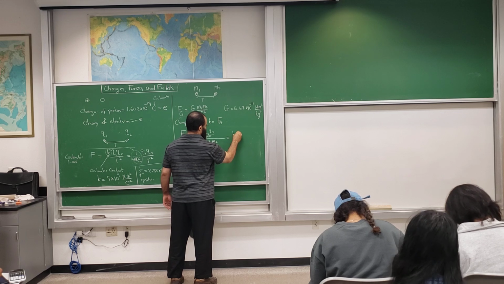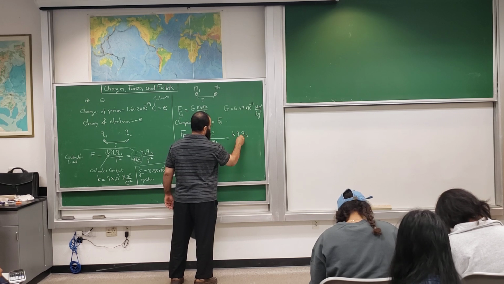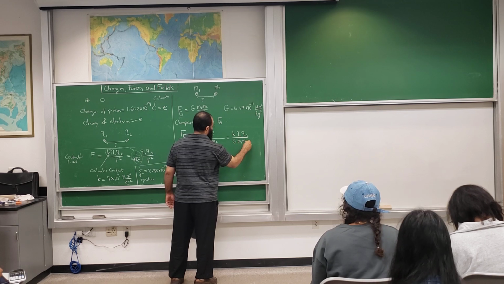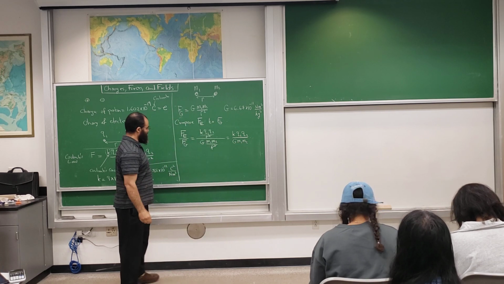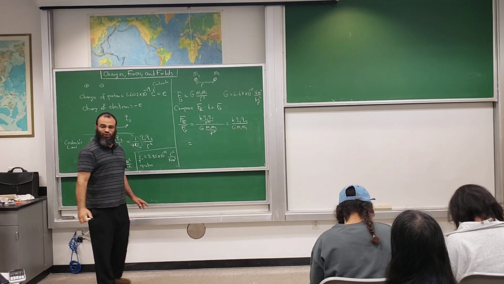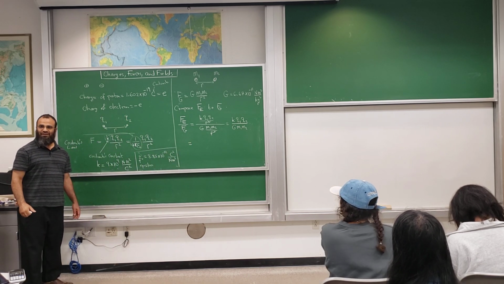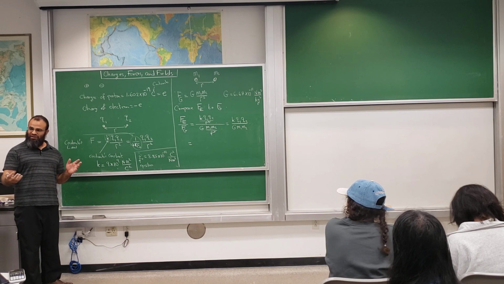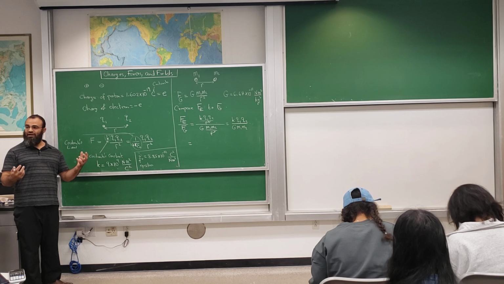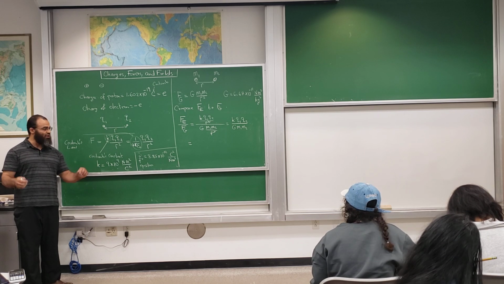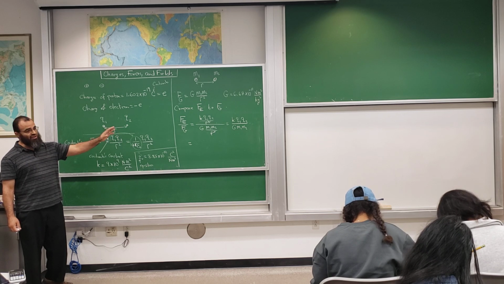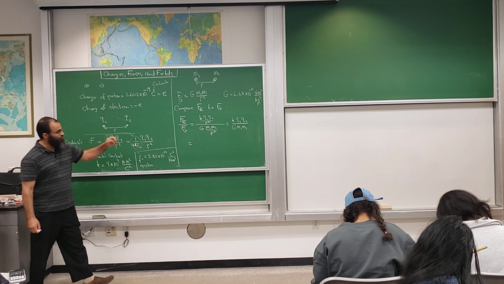K, charge 1, charge 2 over G, mass 1, and mass 2. Let's plug in some numbers. Again, what are we comparing? Electric to gravitational. And we're doing it for what case? An electron and a proton. So we're going to plug in the charge of an electron, the charge of a proton, and the mass of an electron and the mass of the proton, right?